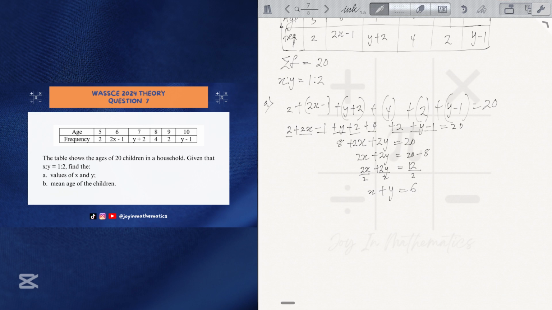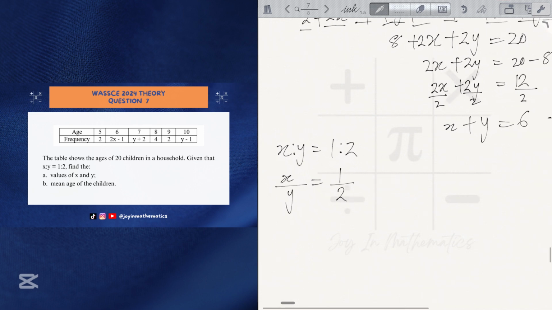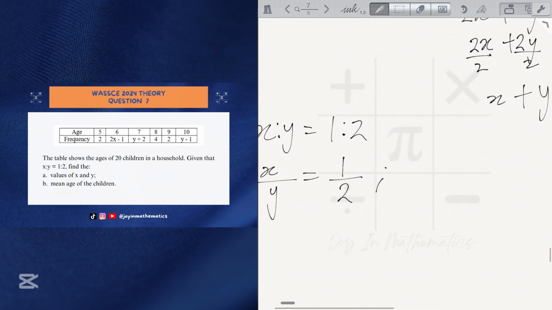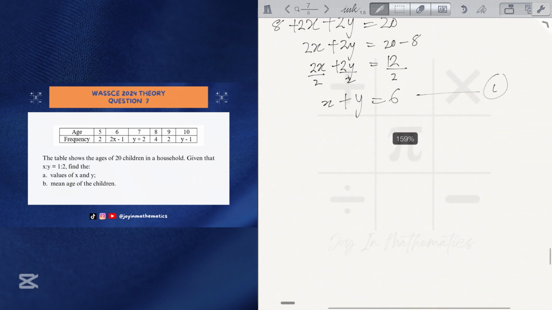Now, we have considered the first line of the question that says the table shows the ages of 20 children, and we arrived at equation 1 of x plus y is equals to 6. Now, the next line of the question says we're given that x ratio y is equals to 1 ratio 2. So we are saying x over y is equals to 1 over 2. If we cross multiply here, we are saying that 2x is equals to y, or y is equals to 2x.